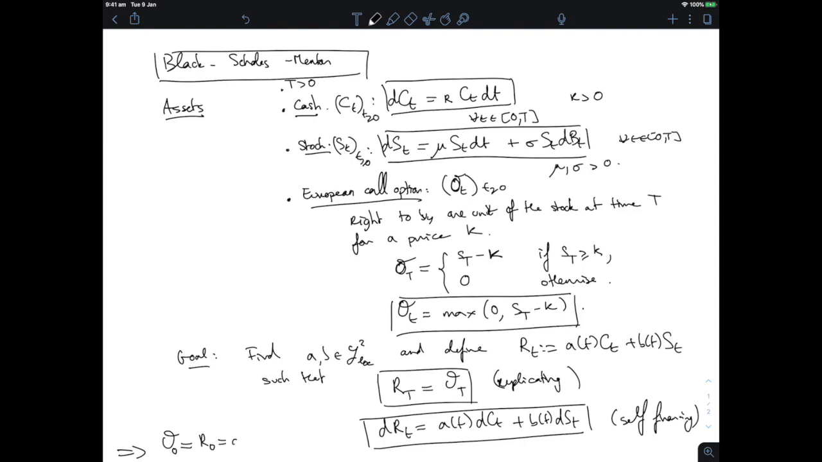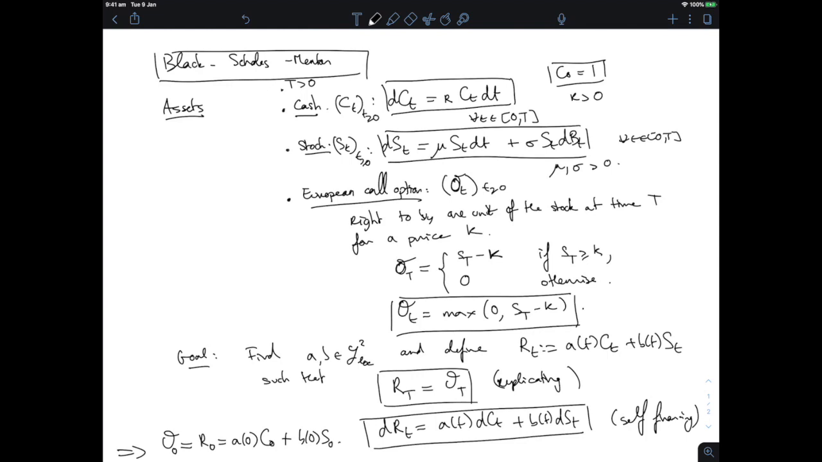And we'll be able to compute R0 because it will be A0 times C0. And we're going to normalize the value of cash to be 1 unit of cash as value 1. So C0 will be 1 plus B0 times the value of the stock at time 0.